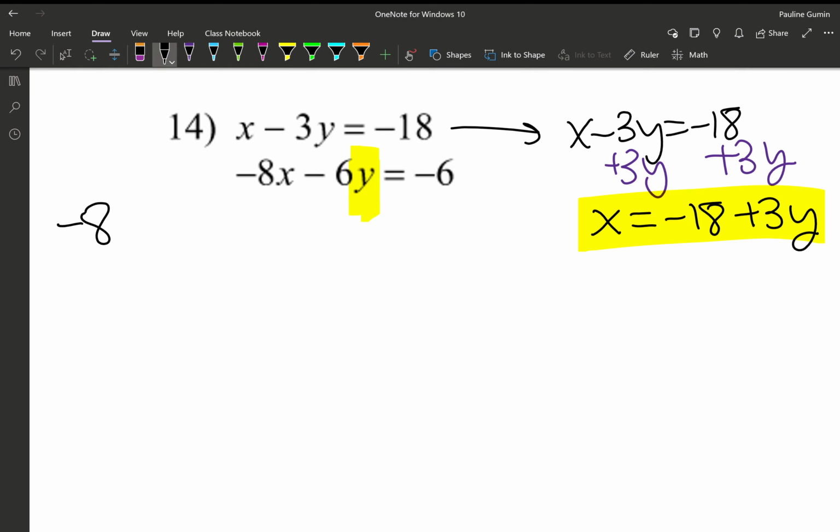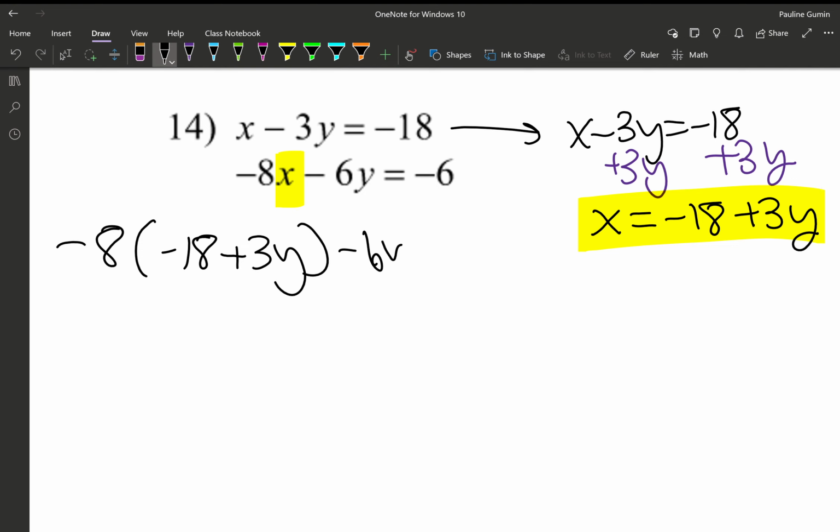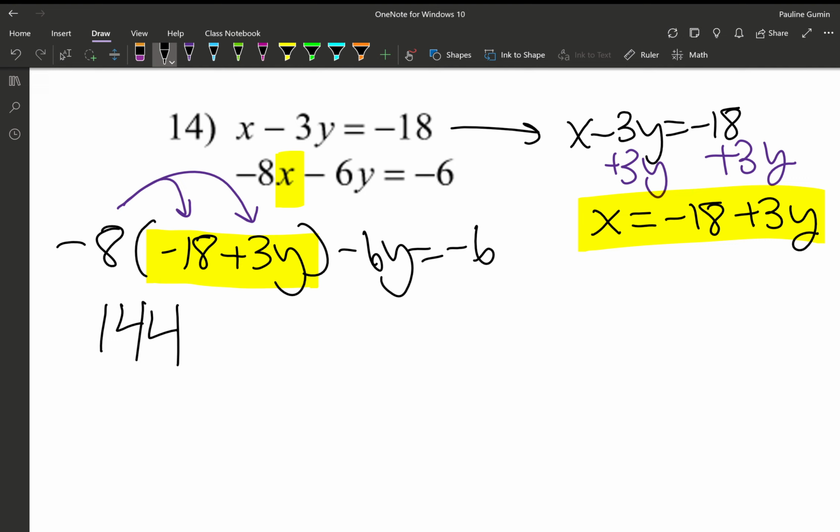So we have negative 8x. Whoops, I highlighted the y out of habit. We're plugging it into x. So we have negative 8, parenthesis, negative 18 plus 3y, minus 6y equals negative 6. Let's distribute that negative 8. Negative 8 times 18 is 144. Negative 8 times 3 is negative 24. Minus 6y equals negative 6.